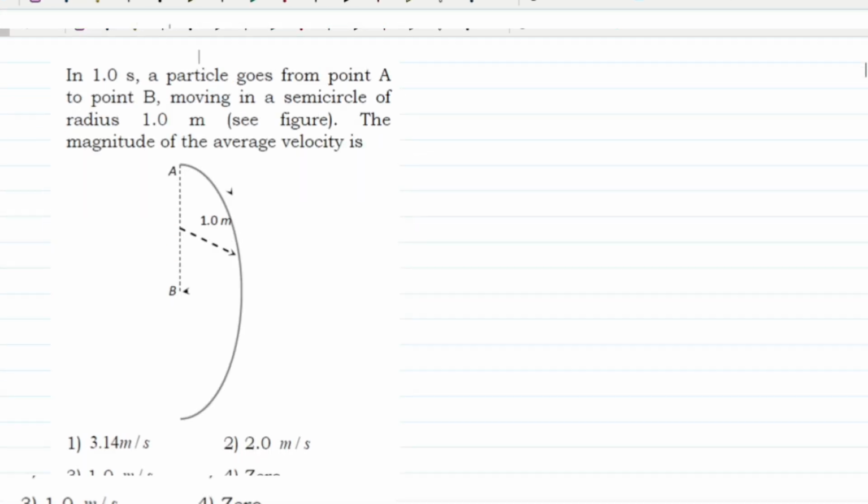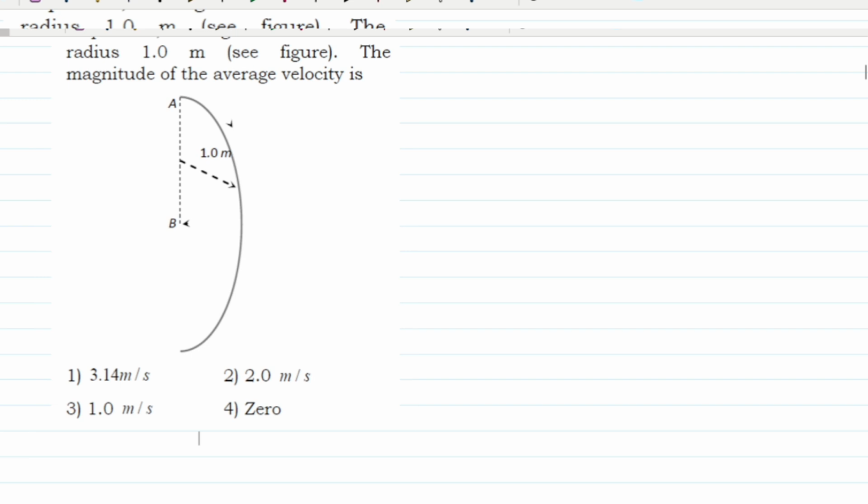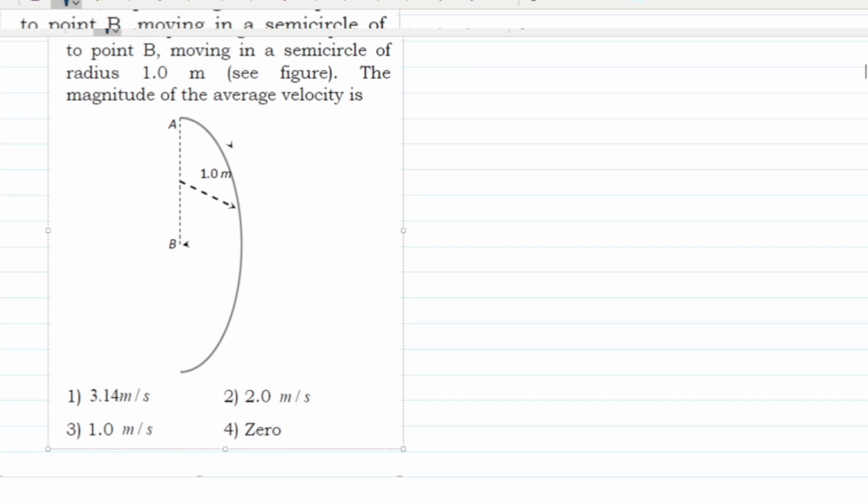In 1 second the particle goes from point A to point B, moving in a semicircle of radius 1 meter. The magnitude of the average velocity they are asking. Here the diagram is not given properly, students. Here the particle is moving in a semicircle up to this point B. So the radius is given as 1 meter, and they are asking the magnitude of the average velocity.